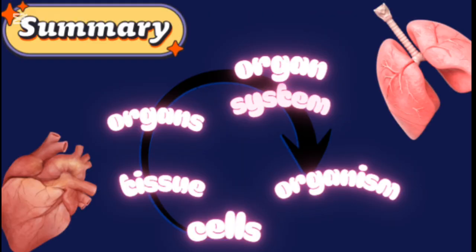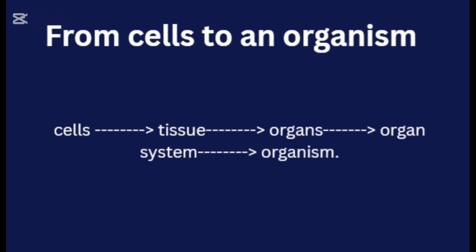Let's recap our journey from microscopic to massive. Cells, tissue, organs, organ system, and organism. This is the chain of life. It is the order of how we are built. Can you recite the chain with me? So, cells make tissue. Tissues make organs. Organs make a system. And systems make the whole organism.